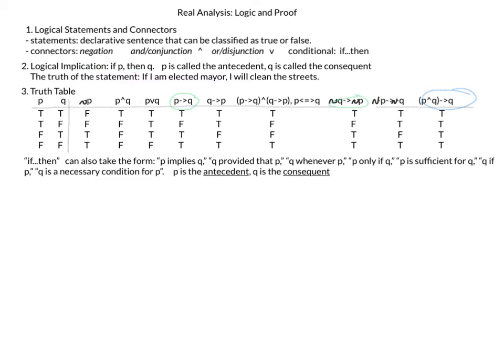And for that, I am going to use the example, if I am elected mayor, I will clean the streets. We will look at this as the implication: P will stand for I am elected mayor, and Q will stand for I will clean the streets, or maybe it should be I have cleaned the streets, since we have to be able to know if it's true or false. This is a little bit of a loose example, because instead I'm going to say I will clean the streets, because I'm going to ask, is this statement true or false? And I'm going to think of this as a campaign promise.